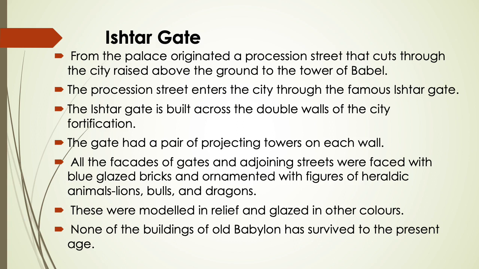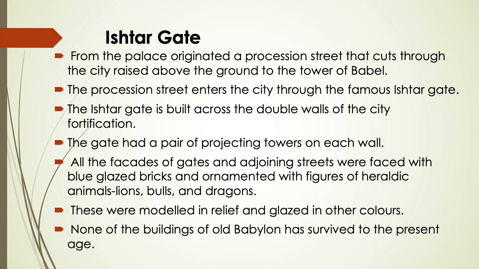All the facades of the gate and adjoining streets were faced with blue glazed bricks and ornamented with figures of heraldic animals, lions, bulls, and dragons. These were modeled in relief and glazed in other colors.